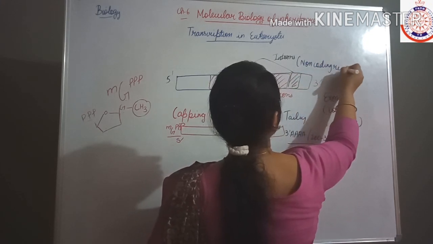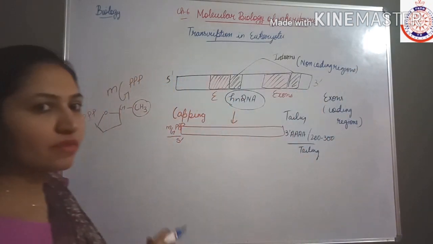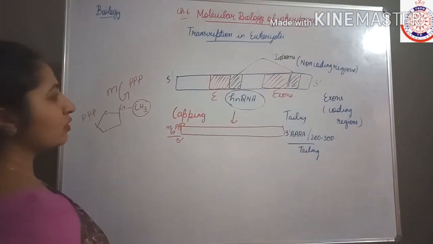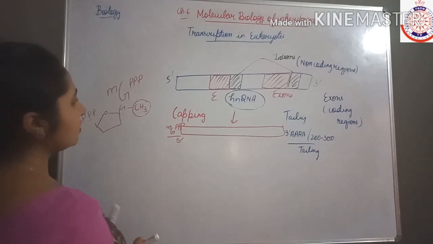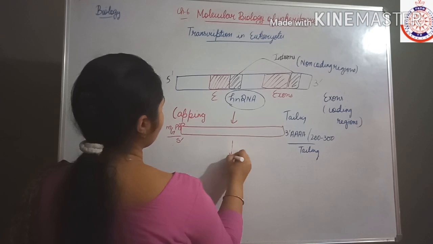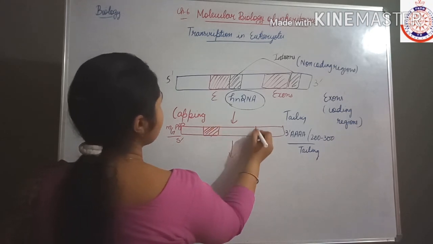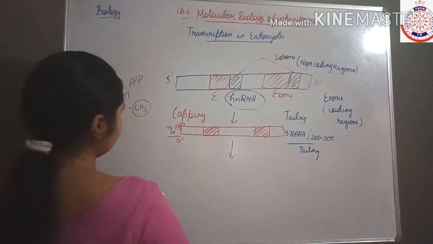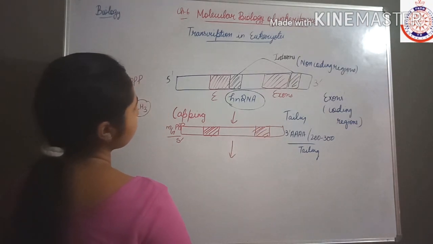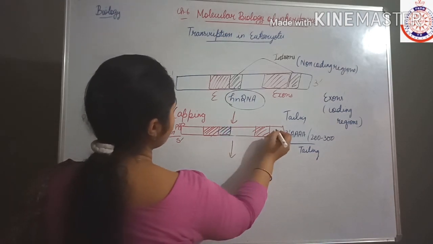These non-coding regions should be removed from the hnRNA, and only then will it form the mature mRNA. When the introns are removed, I am showing here the exons and the introns also. These are the introns.